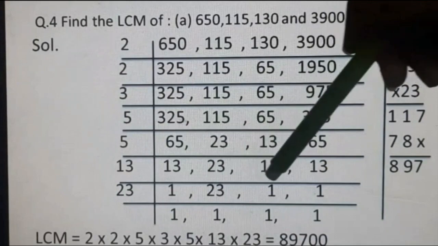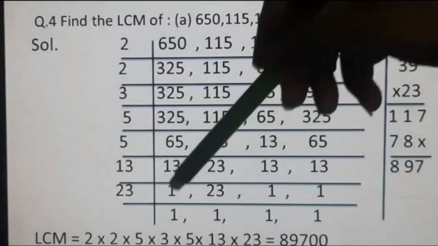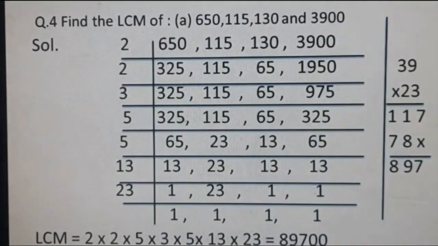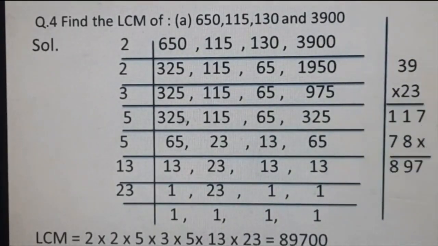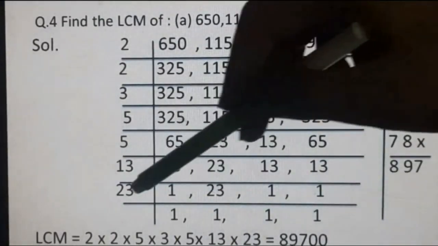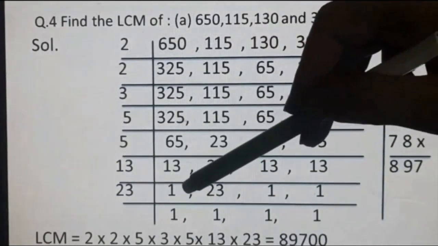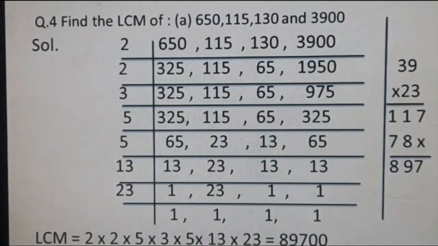Now 13, 13, 13. So we will take 13. 13 1s are 13, so 23 will be written 23 only. 13 1s are 13, 13 1s are 13. Then last number is 23, which is a prime number. So 23 1s are 23.